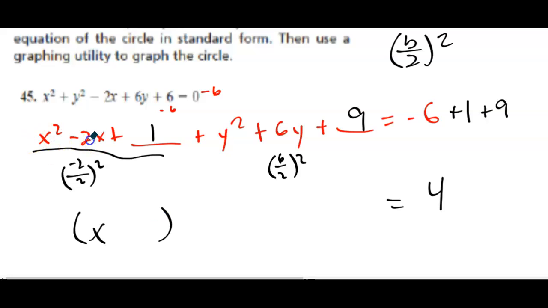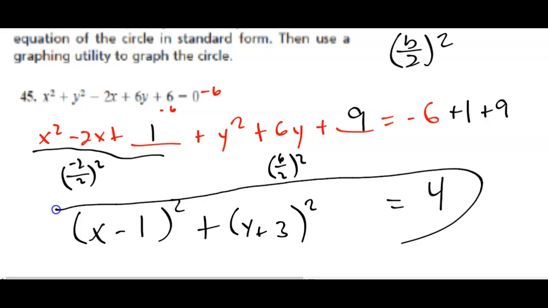This is x squared, so it's going to be x squared. And then if you simplify this, negative 2 divided by 2 is negative 1. So x minus 1 squared. Right here, this is y squared, so y squared, and then look in the parentheses again, 6 divided by 2 is 3. So there we go, that's your equation right there, guys. I'm not going to graph it, but that's your equation.